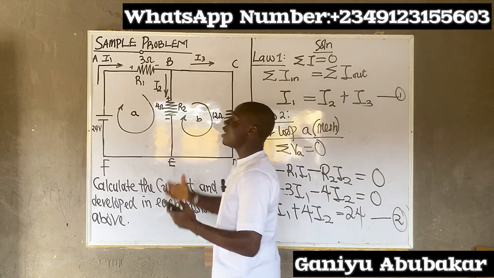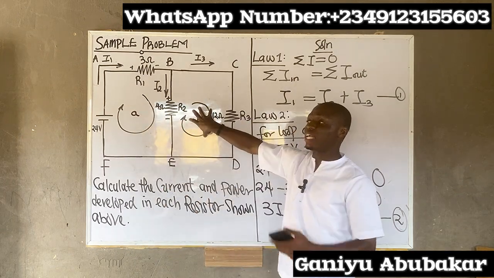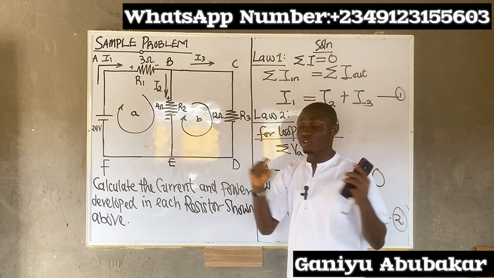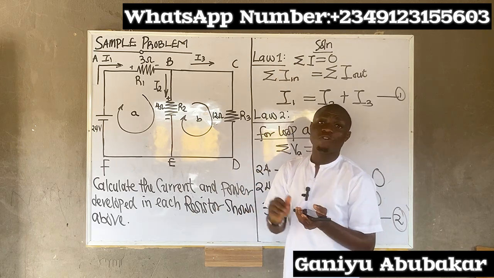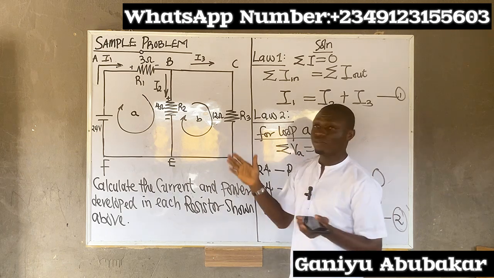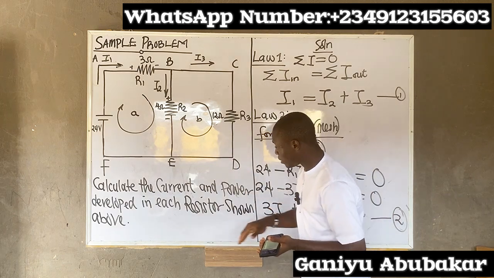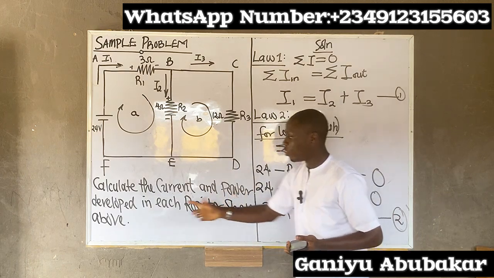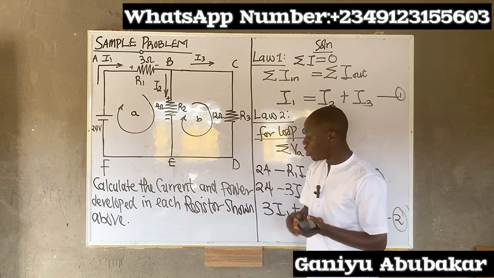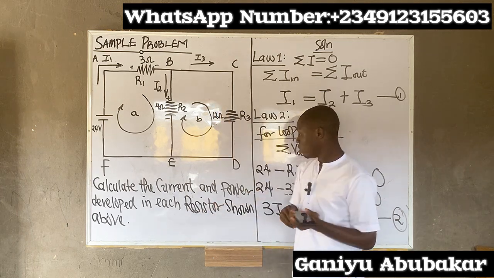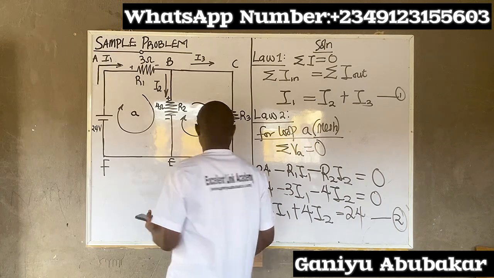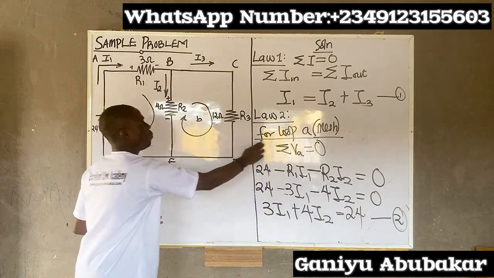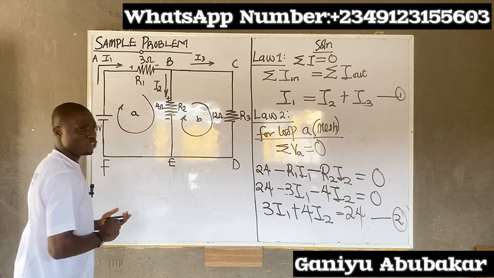Let's work on loop B and see the equation we will have. We'll now combine the 3 equations together and solve them simultaneously to get the value of I for this one here. And then we'll look at the power developed in each resistor as shown above. All right. So from here, I'll take off this part. For loop A, that's all here. Let's go for loop B.